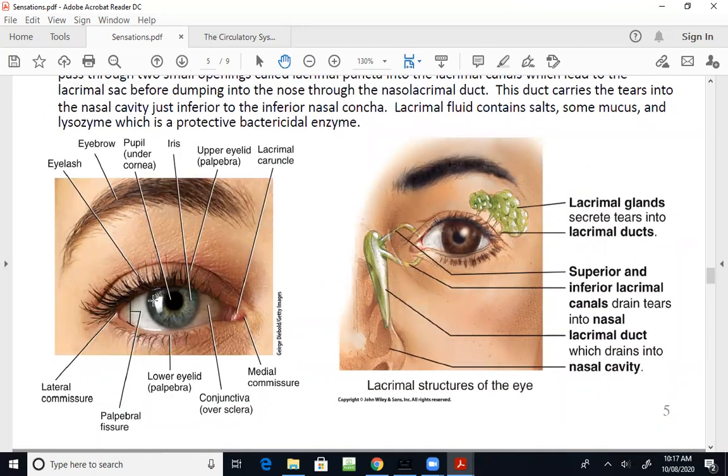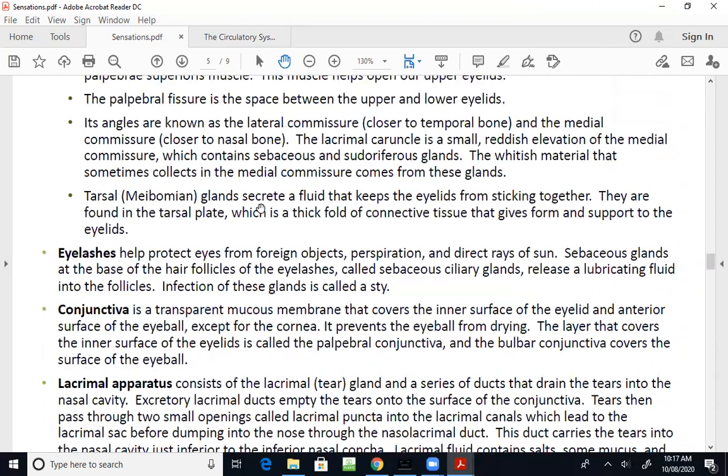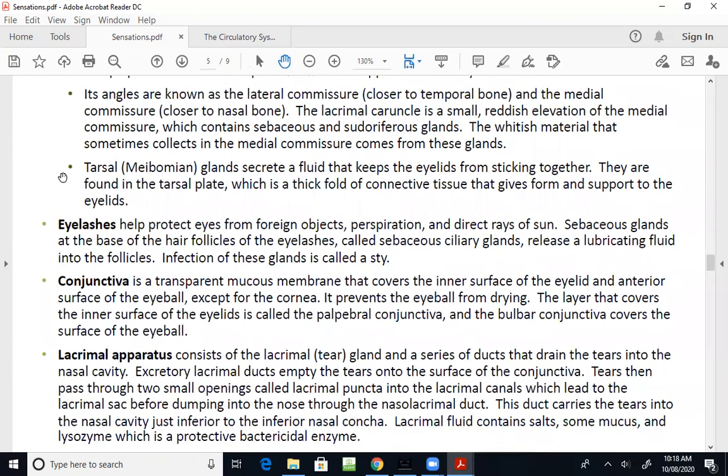The medial commissure is where we have this little round bump. This little reddish bump is called the lacrimal caruncle. It's a fun word to say. It's a small reddish elevation on that medial commissure containing sebaceous glands, which remember are oil glands, and sudoriferous glands, or sweat glands. So they create kind of an oily, sweaty mixture. Whitish material that sometimes collects in the medial commissure comes from these glands, and that's what a lot of times we wake up with, kind of crusted to our eyelids.